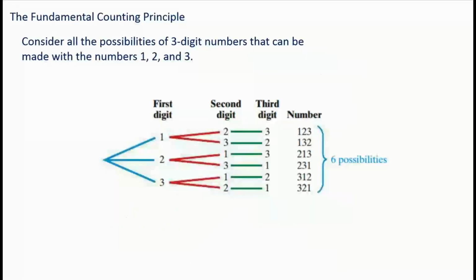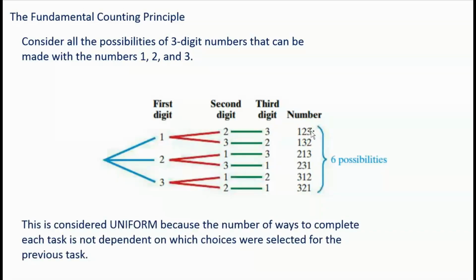Now, here's that, just in a more digital form, the same thing. Remember, the first digit, we had 3 to choose from. We could use 1, 2, or 3. The second digit, you had 2 numbers you could choose from, but that's off every branch. And the third time, we only have 1 number left that we could choose from, and there's our 6 possibilities right there. Now, it says this is considered uniform. This is a brand new word here.